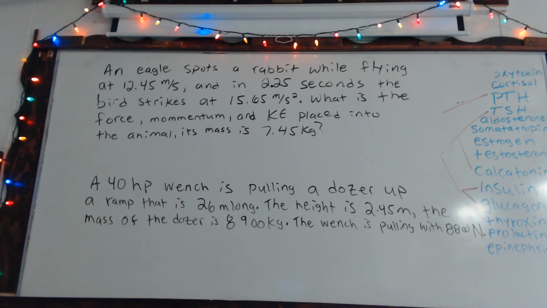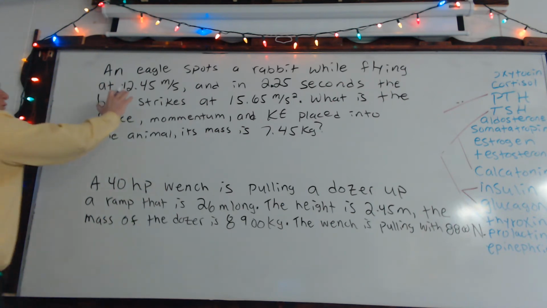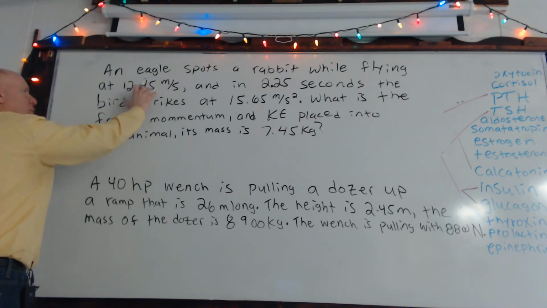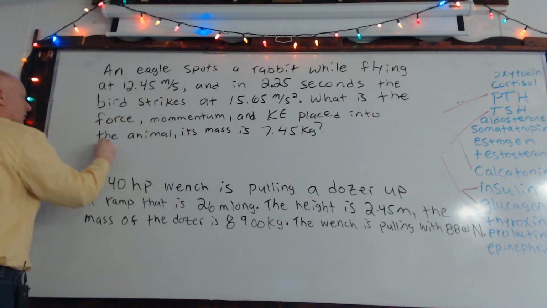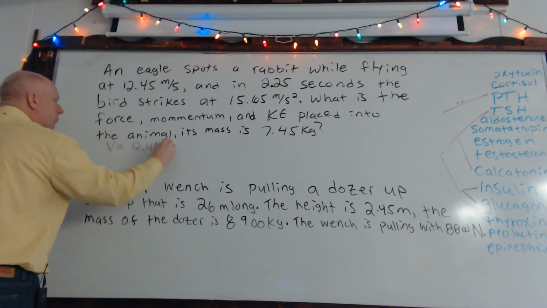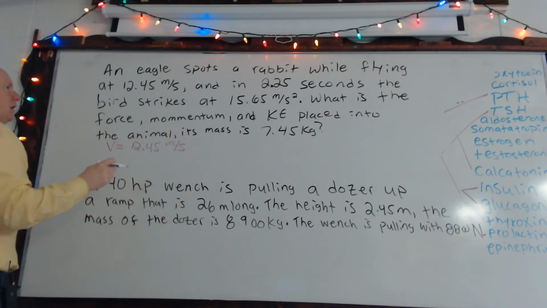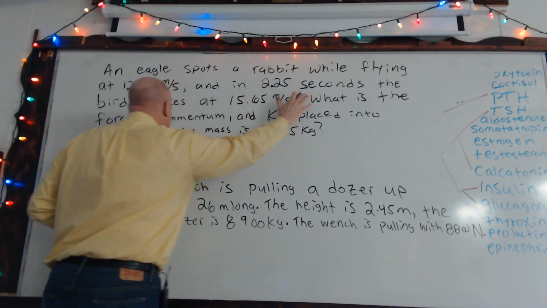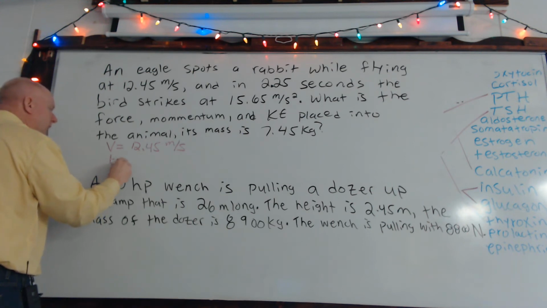All right. So I can't stress this enough. The first thing that you should do, hopefully, if you had hit the pause button, is go through this and write down the information that you know. So in this case, we don't even have to write for sure which velocity this is. We know it is a velocity because it's measured in meters per second. So I'm just going to put V equals 12.45 meters per second. And we have 2.25 seconds, so we know that is a time.